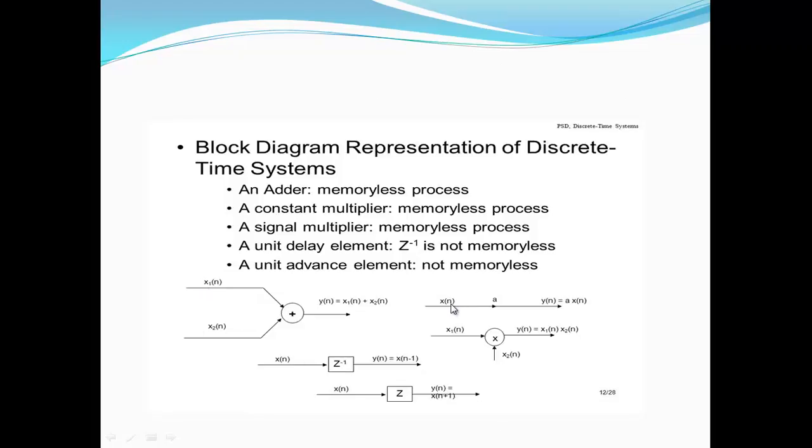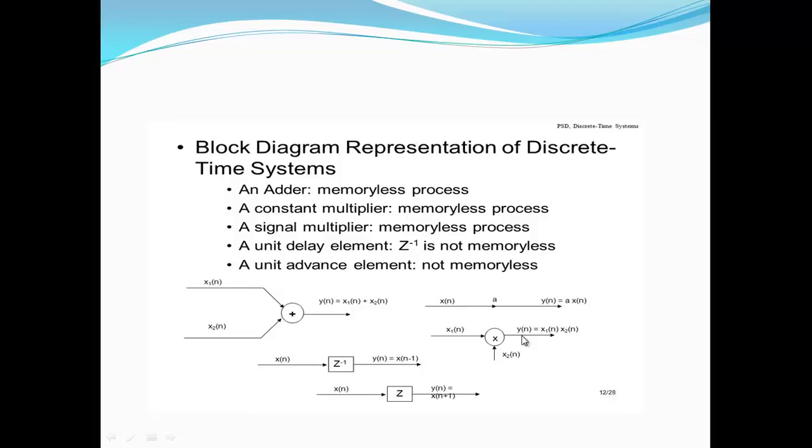Then when you simply multiply by a constant multiplier, it's also a memory-less process. You are simply multiplying a constant with a signal, and you get the result. yn is equal to a xn. The previous sample is not used, the future sample is not used. So again, memory is not required. So it's a constant multiplier.